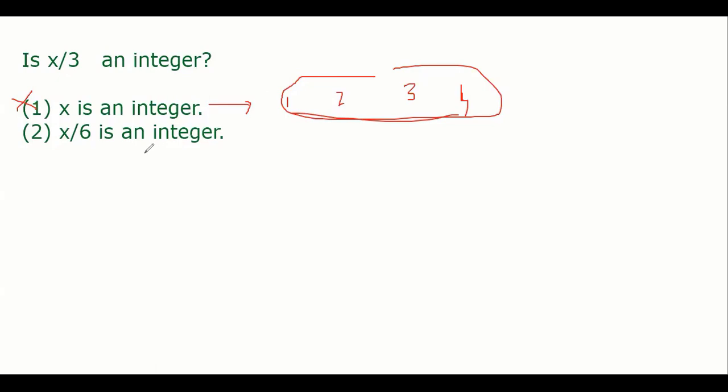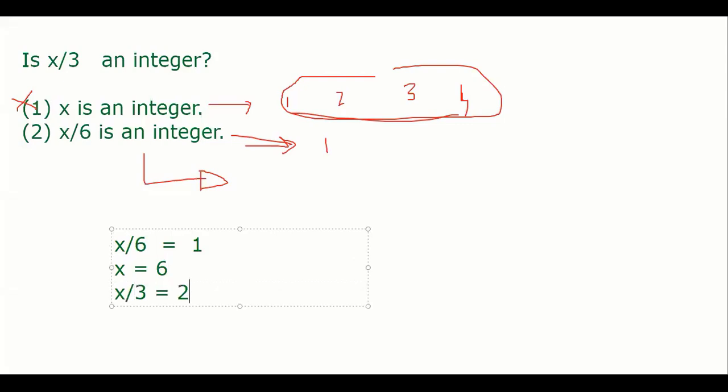Thank you, Dhanu. Heram, unmute. Yes, sir. X by 6 is an integer. From this, can we decide whether x by 3 is an integer or not? No. Check. We need the value of x. Let's check. Suppose x by 6 is an integer, say x by 6 is 1. Then what is x? 6. So what is x by 3 then?